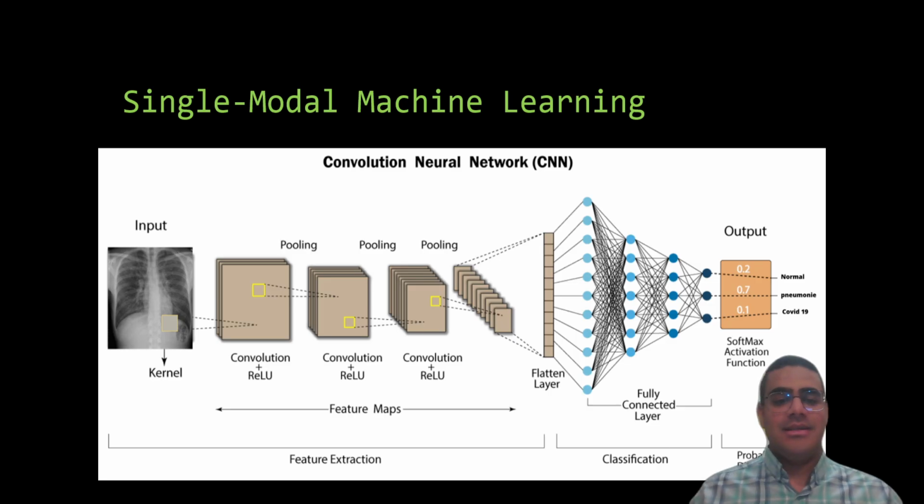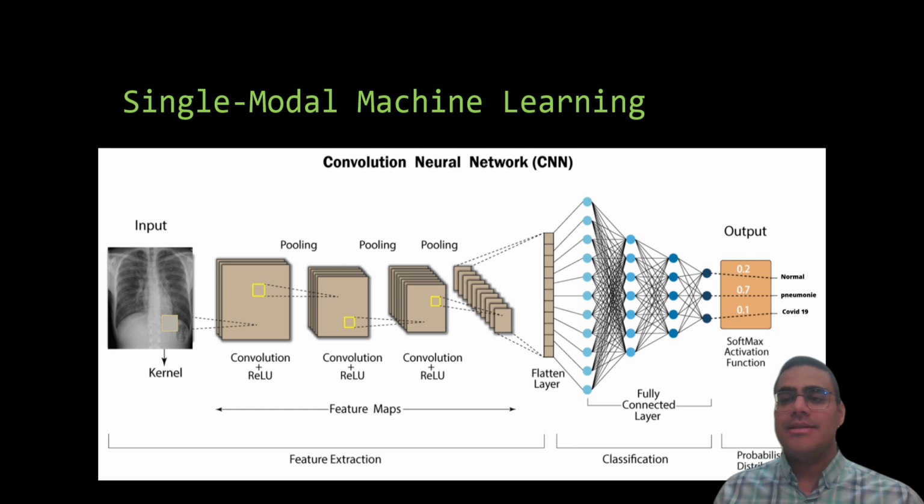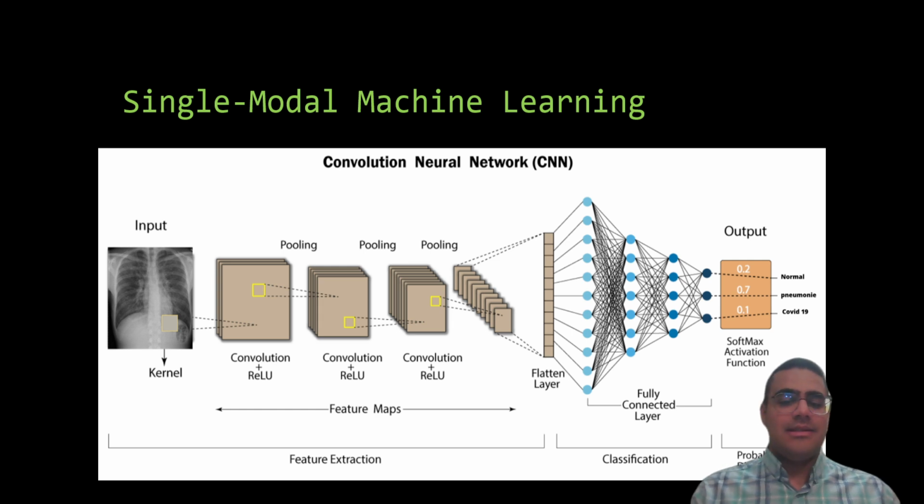First of all, let's start with single modal machine learning. I'm pretty sure that you're familiar with different machine learning and deep learning models like convolutional neural networks, CNNs, or recurrent neural networks, RNNs. And you know that these architectures are specifically designed to handle a single kind of modality. For example, CNNs are designed to handle images, or RNNs are designed to handle text as input.